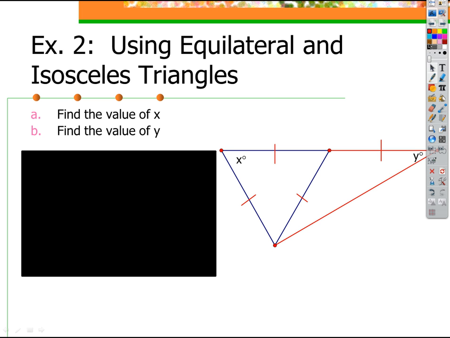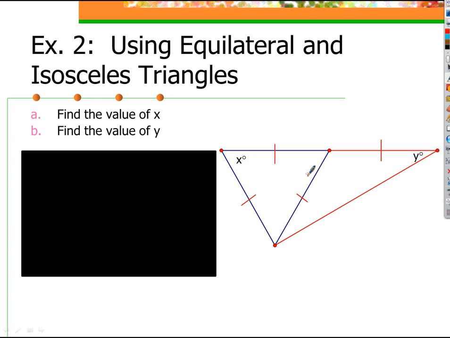Now look what we got here. We know that this blue triangle is equilateral because all the sides are congruent. Now what did we just say about equilateral and equiangular? Well, they go together, right? So if it's equilateral, that means all the angles are congruent, and so if this is x, then the other two are x also. But by the triangle sum theorem, what's the sum of the interior angles in a triangle always? Yeah, 180, right? They always add to 180.